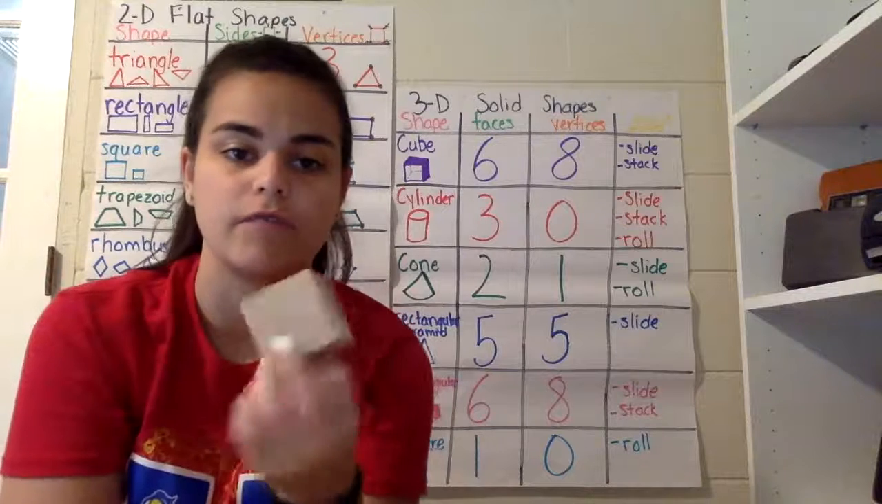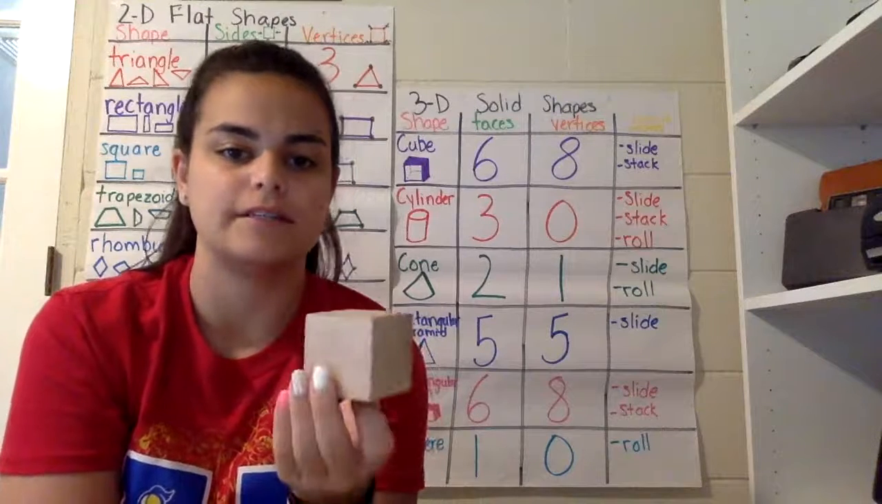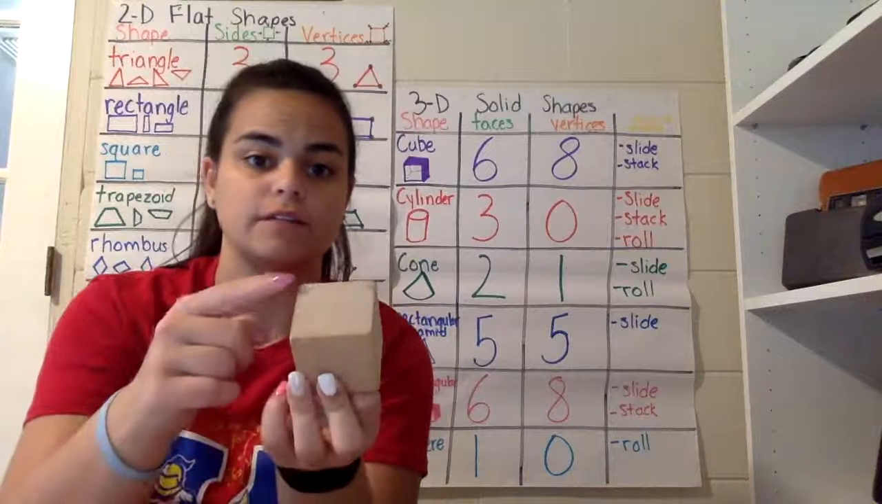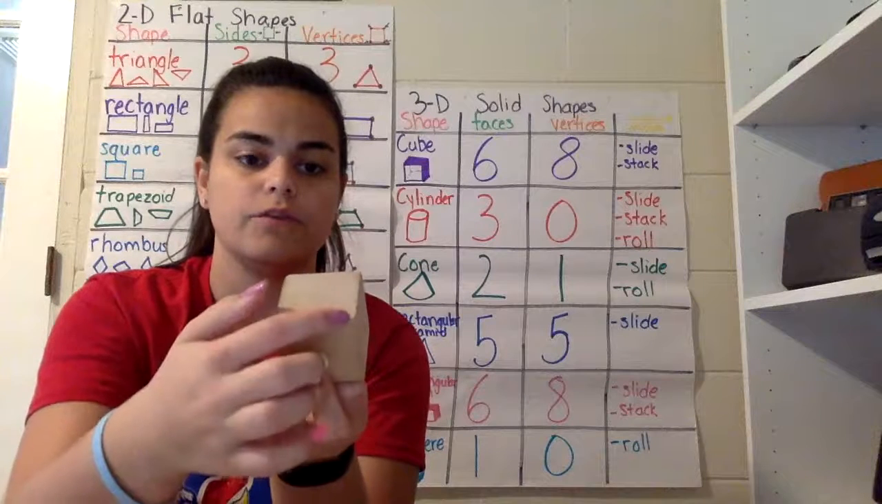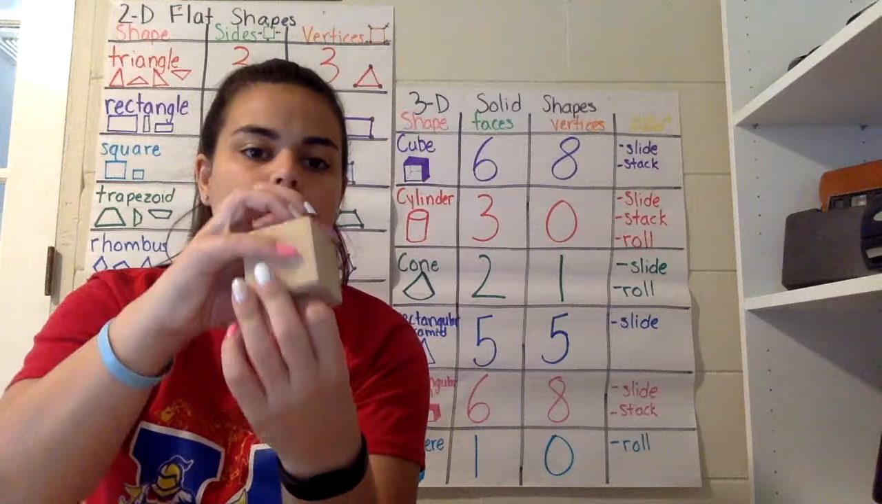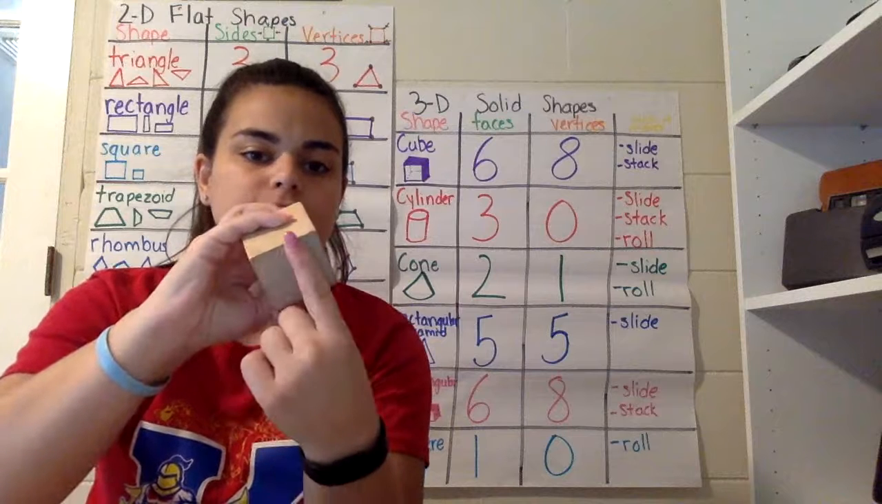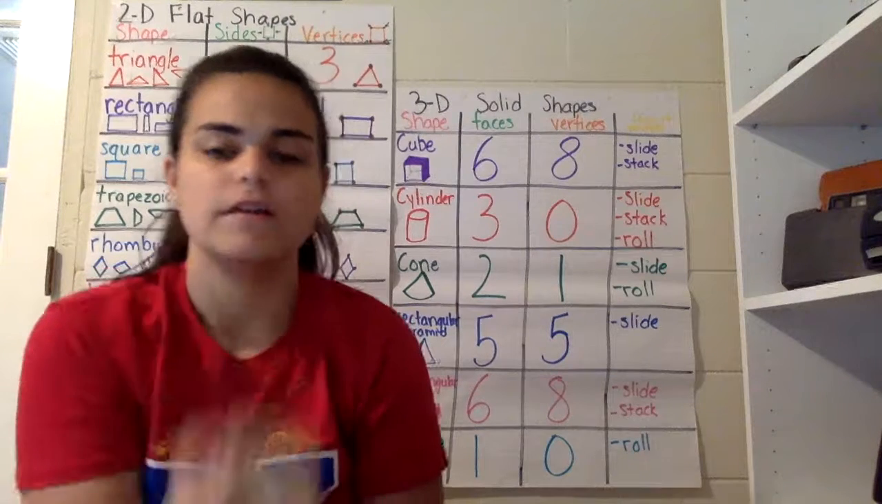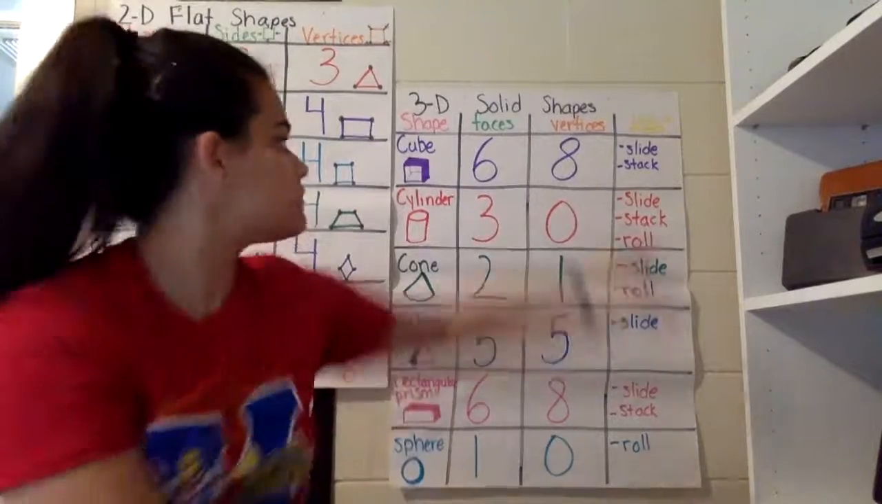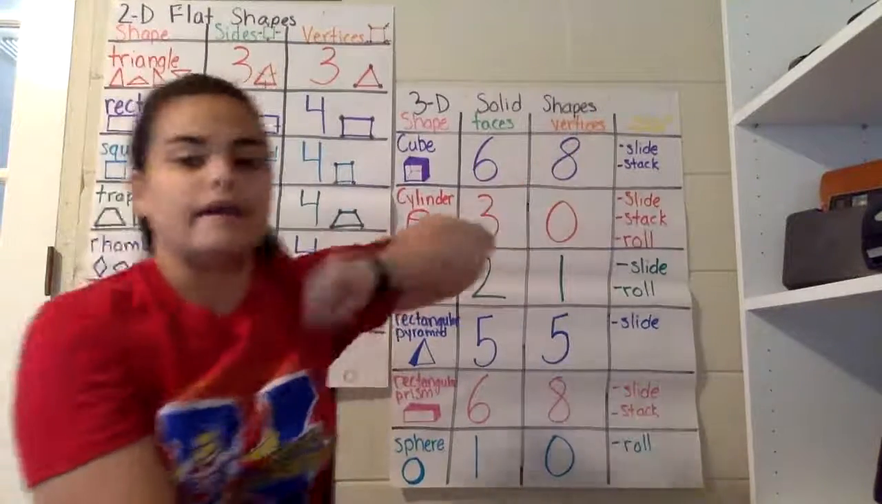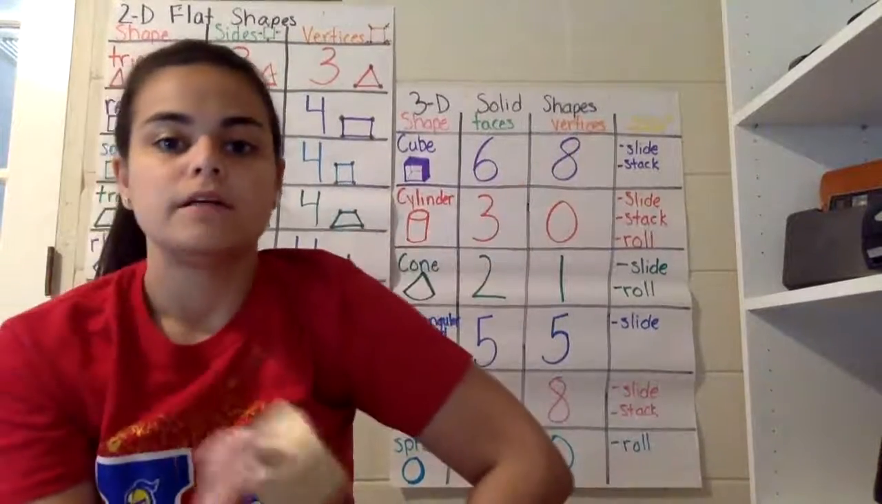Okay, it's trying to trick you to count them. There are 6 faces and 8 vertices. So there's 8 vertices here. 1, 2, 3, 4, and then on the bottom, we've got 5, 6, 7, 8. There are 8 vertices. So 6 faces and 8 vertices, okay?